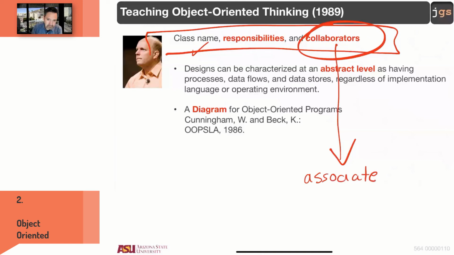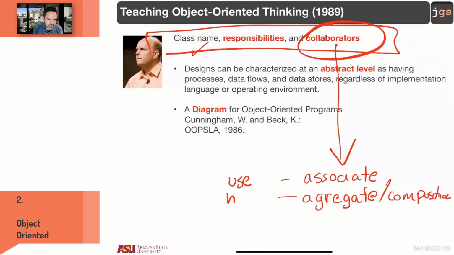Association. Okay. Aggregation, composition. One more. I am using together aggregation composition, a small difference between them, but they are in the same category. I am sure that you remember use. I am sure that you remember has. Having. Has is aggregation composition. Using is association. And one more, inheritance.